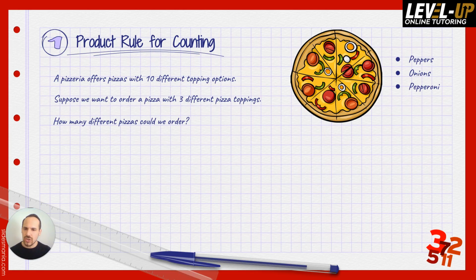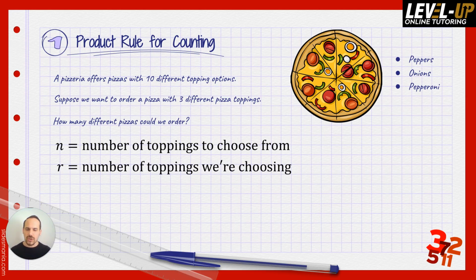We want to see how many unique combinations there are. Well, here is a prime example of where we could use that nCr formula. Here n is the number of toppings to choose from, r is the toppings that we're choosing, and we can see that's going to be 10 and 3 respectively.